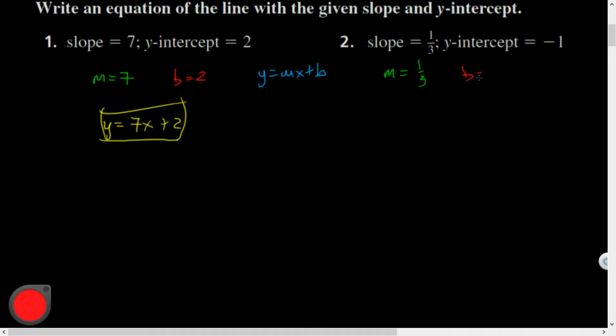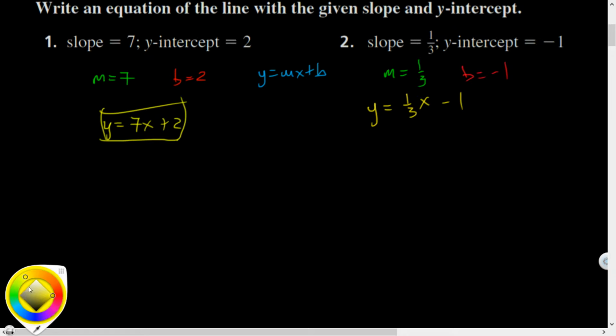Yeah, so you're already writing the equation. You've solved this mystery already. So you said y equals 1/3 x minus 1. Now, in terms of fractional slope, just a little side note that I'll show you.